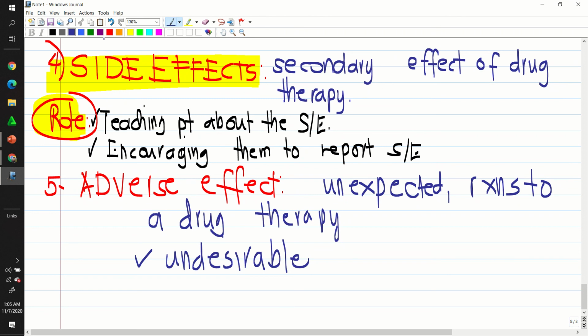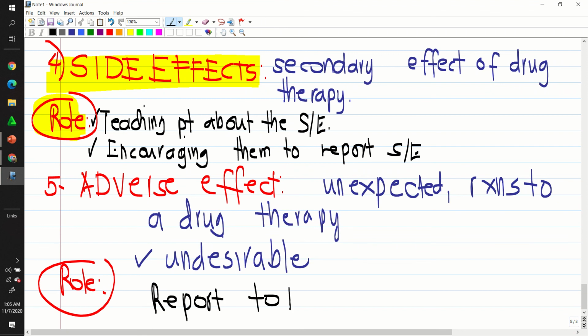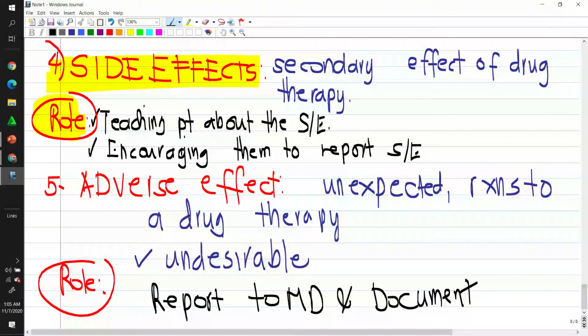So what will you do? It's your role. If the patient suffers anaphylaxis, that's undesirable, obviously. So your role here is to report to the physician. You have to report to the physician and you have to what? Document. Why do you need to document the adverse effect? Because they represent variance from your planned therapy. There's actually a deviation from your set planned therapy. So you need to report to the physician and document, obviously.